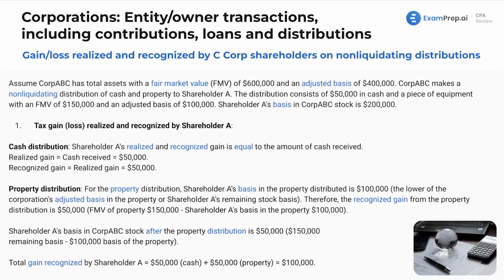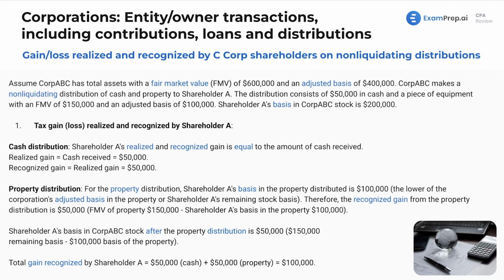Time to run through an example here. We've got gain or loss realized and recognized by C Corp shareholders on non-liquidating distributions. We're going to assume that Corp ABC has total assets with a fair market value of $600,000 and an adjusted basis of $400,000. Now, Corp ABC makes a non-liquidating distribution of cash and property to shareholder A.